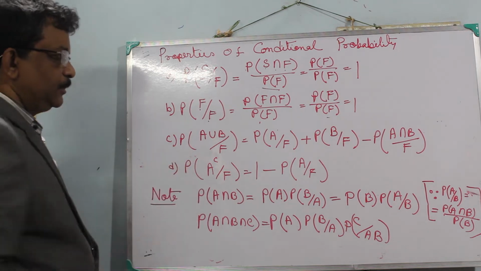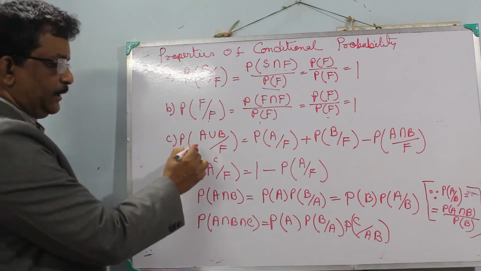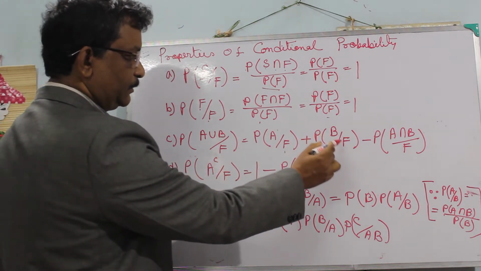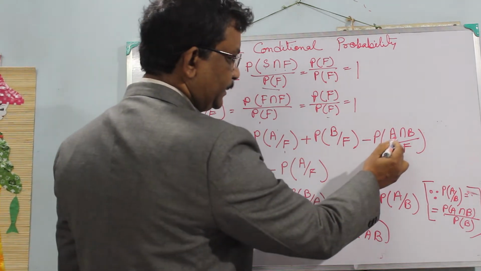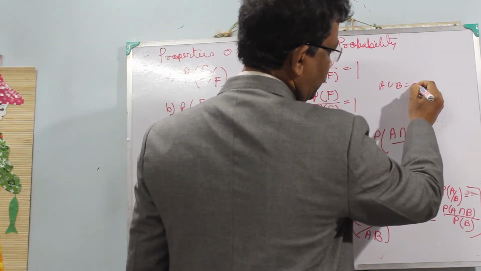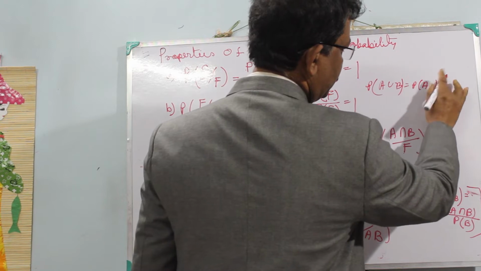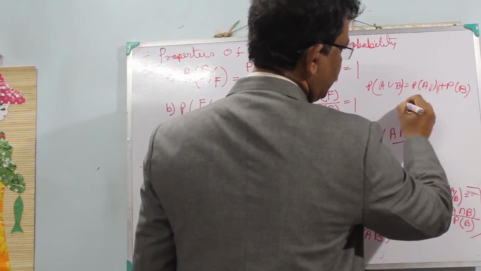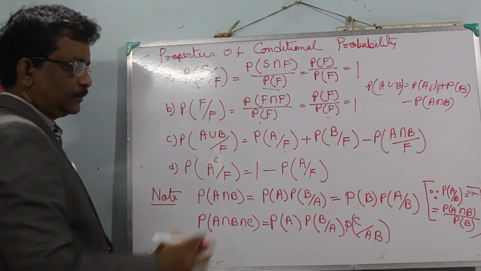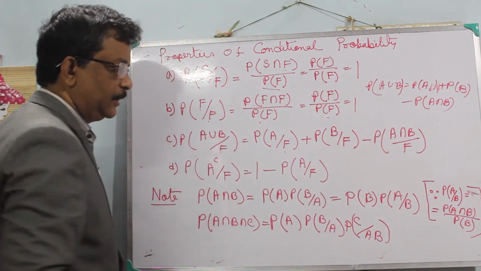And C, probability of A union B when F has occurred. That is, the conditional probability of A union B when F has occurred is probability of A when F has occurred plus probability of B when F has occurred minus probability of A intersection B when F has occurred. You know probability of A union B equal to probability of A plus probability of B minus probability of A intersection B. Similarly, if F has occurred, it is probability of A when F has occurred plus probability of B when F has occurred minus probability of A intersection B when F has occurred.